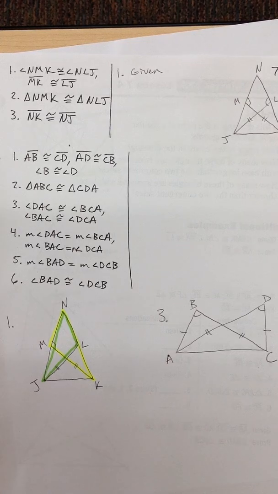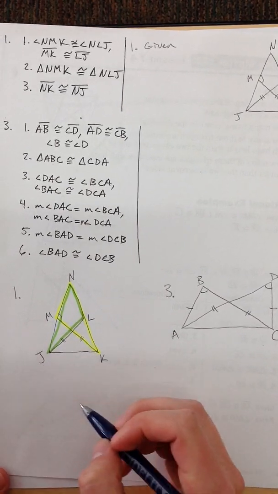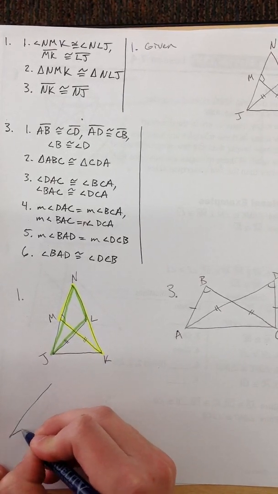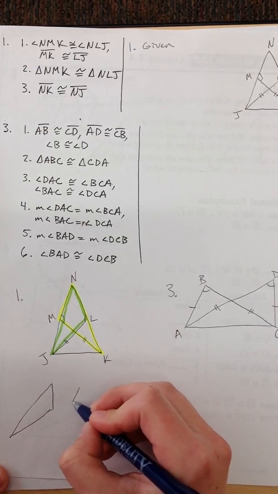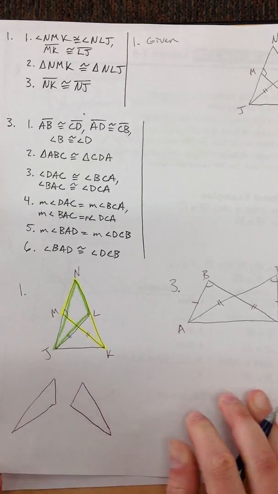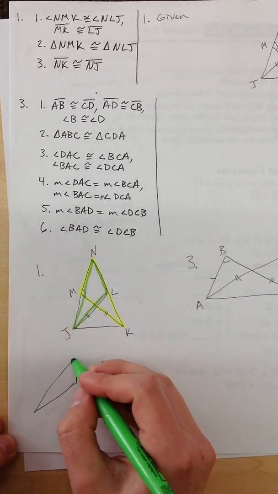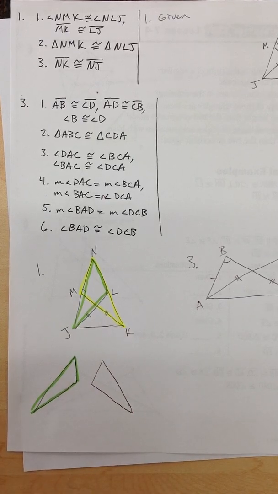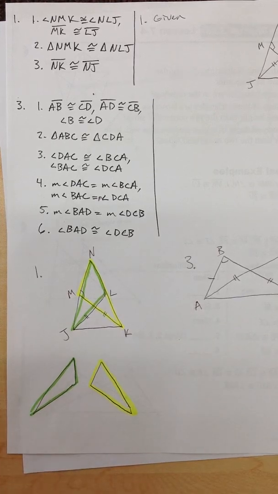Since there's a whole lot going on with that picture, what I like to do is pull these apart. So we'll see how well I can draw this here. Okay, so now imagine this is those two triangles split apart, where I've got the green one here like that, and I've got the yellow one here like that.